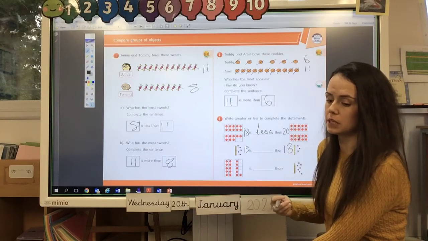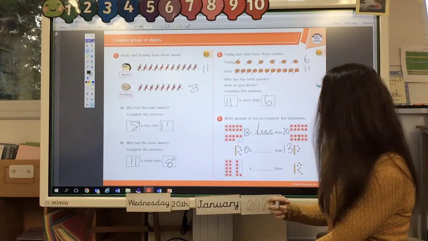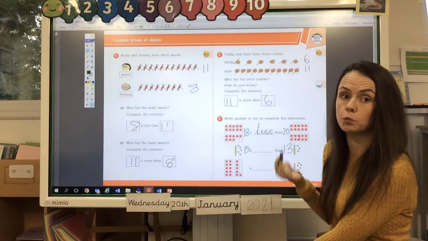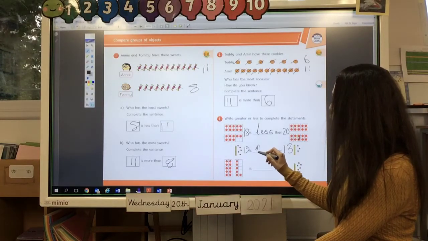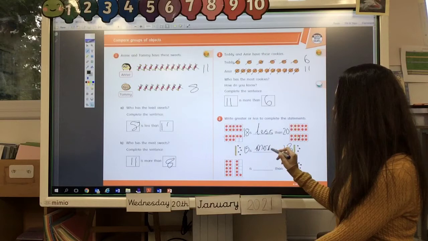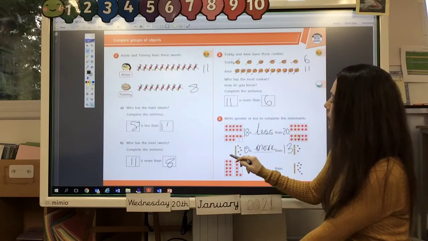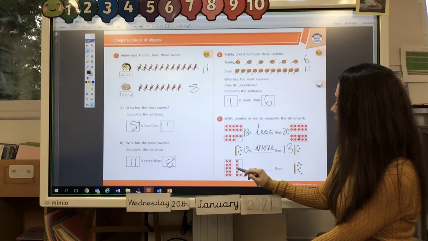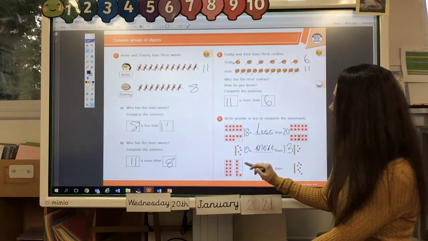So if I had 15 biscuits, would I have more or less than 13? I'd have more, wouldn't I? I'd have 2 more. So 15 is more, or you can write greater if you want. More. Now here I've got 10, 11, 12, 13, 14, 15, 16.